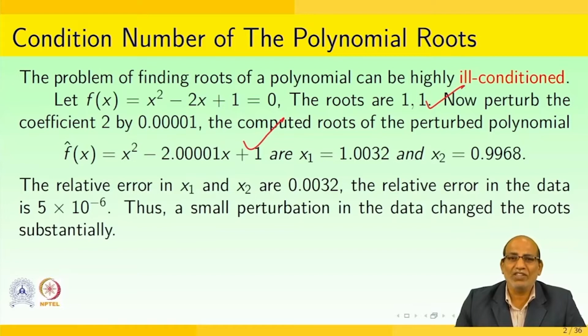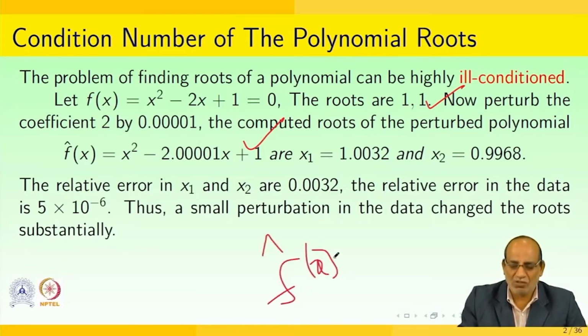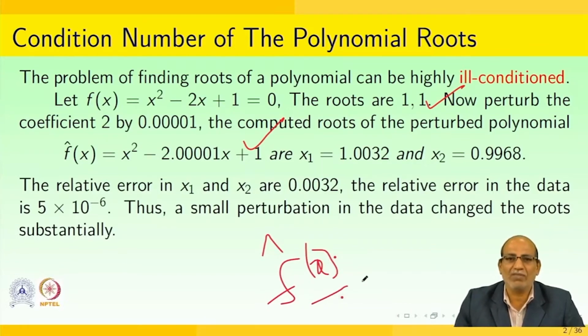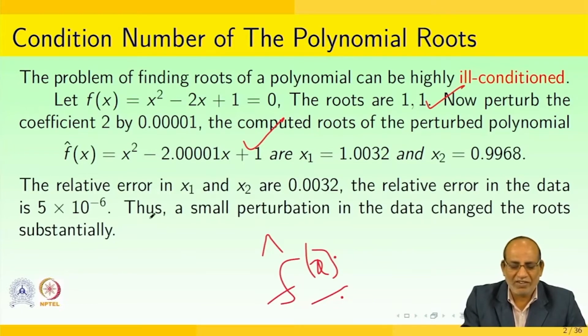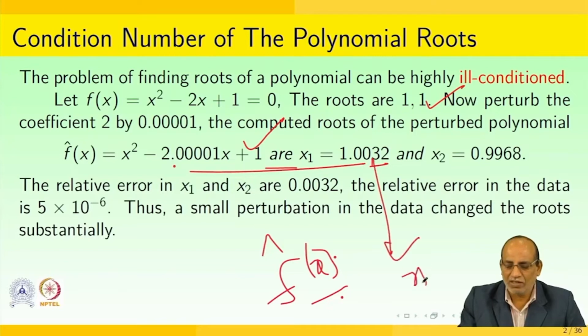Now perturb the coefficient 2 in the polynomial by 0.00001. The computed roots of the perturbed polynomial, I call it f cap of x, so f cap of x becomes x² - 2.00001x + 1. So for this equation you do have the roots, this is x1 and this is x2.